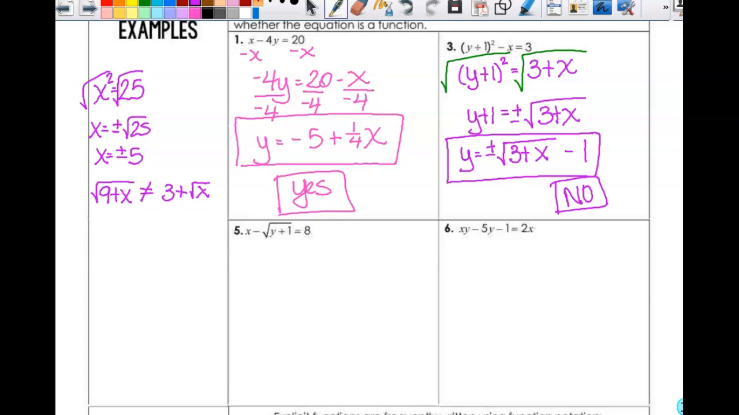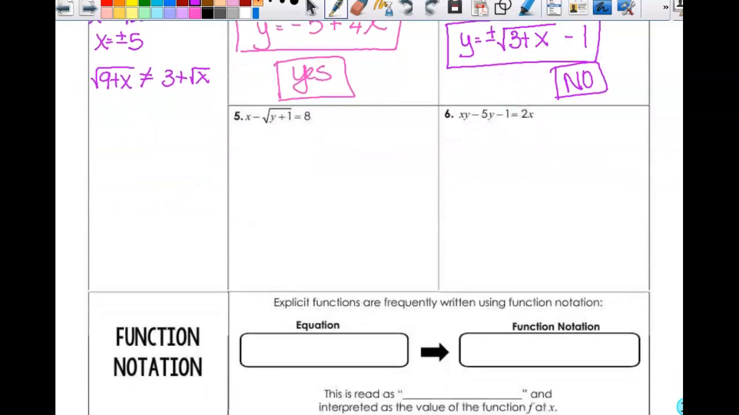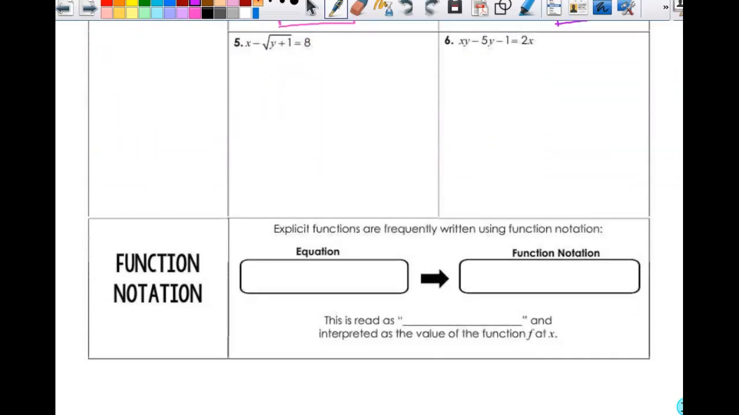All right. Let's look at number 5. I'm trying to get y by itself. So I would like for this square root that y is under to be positive. So I think I'm going to take this whole term, I just treat this as one term and just move it all over to the right. So I'll get x equals 8 plus the square root of y plus 1. And then I need to move the 8. So I'll subtract 8 from both sides, and I'll get x minus 8 equals the square root of y plus 1.